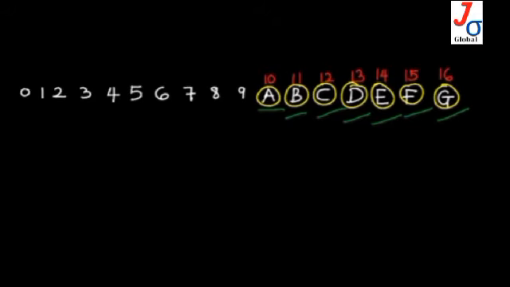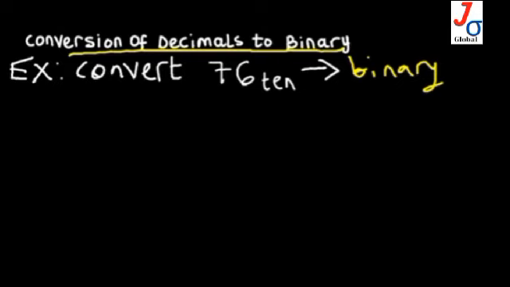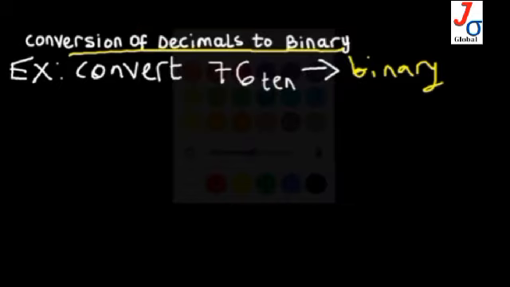All right, so we want to go fully into today's class. Now that we have the knowledge of what the number system is, the first thing we're going to look at is conversion of decimals to binary. So how do we convert from decimal in base 10 to numbers in base 2? This is 76 base 10. We want to convert it to binary, and that's in base 2.